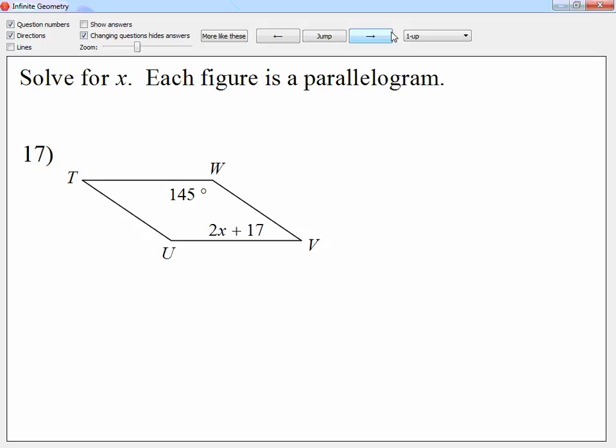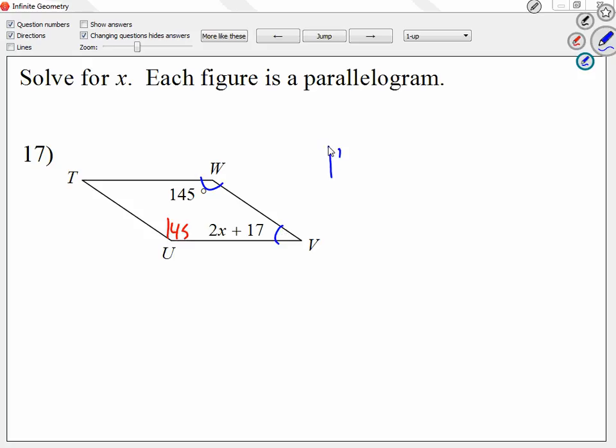All right, looking at 17, for parallelograms, one thing we gotta do is, remember, opposite angles are equal. So what I mean with that is, if they were asking for angle U, that is 145 degrees, because opposite angles are equal in a parallelogram. Not trapezoids, but parallelogram. If they're adjacent, that means they're connected by a side, like in our case here. Angle W and angle V, they're adjacent. They don't equal each other, but they do add up to 180.